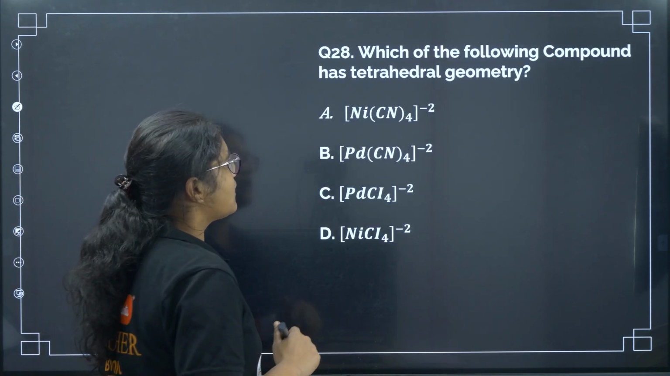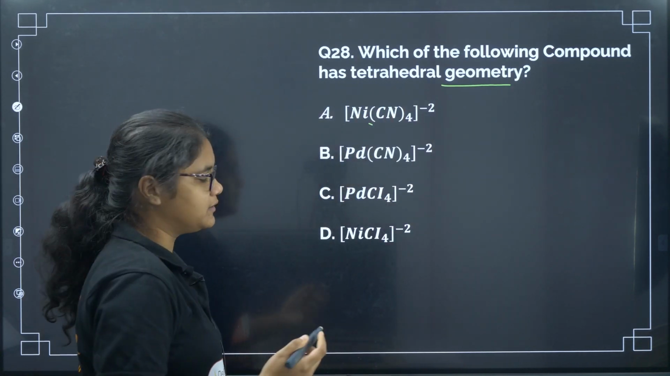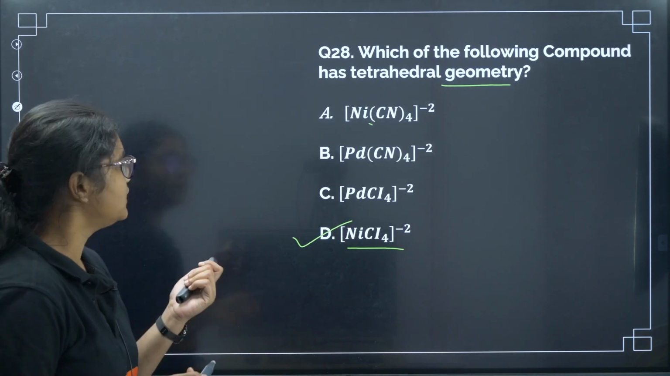Next, which of the following compounds has tetrahedral geometry? So, weak field ligand should be there. NiCl4 2- is your tetrahedral geometry. That is your option number D.